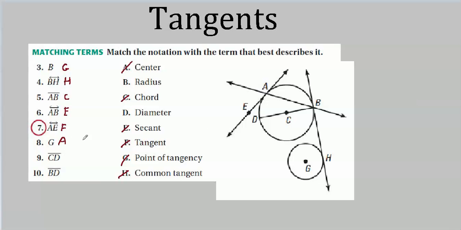CD. C is the center of the circle. D is on the circle. That segment that connects the center with any point on the circle is a radius. Well, there's only one choice left over. BD. And we have a chord. This is a chord, just like AB is a chord, but it goes through the center of the circle. A chord which contains the center of the circle is a diameter, D. So there we go.